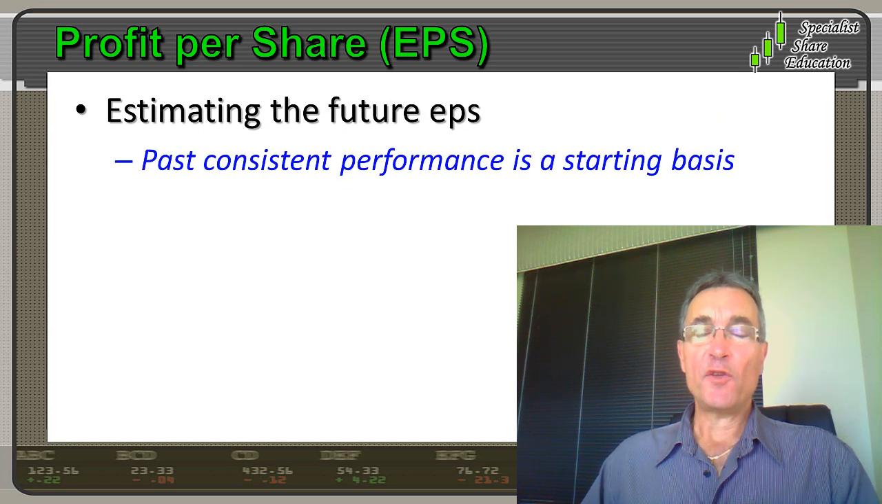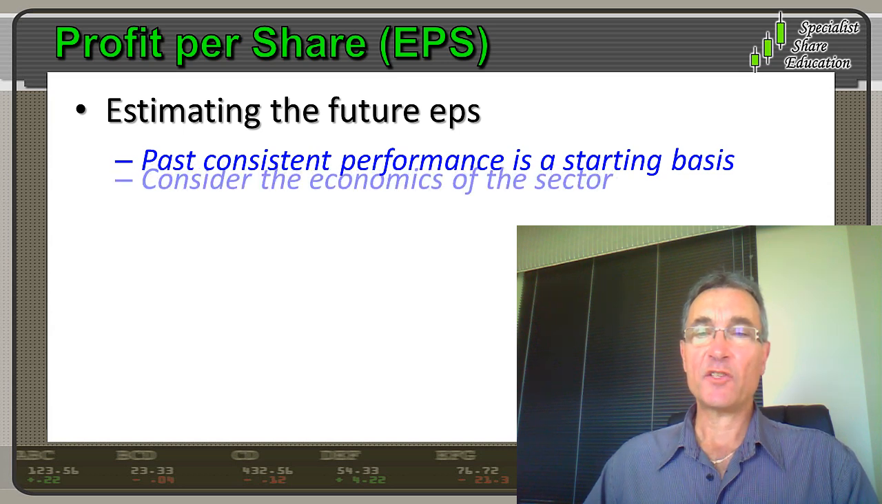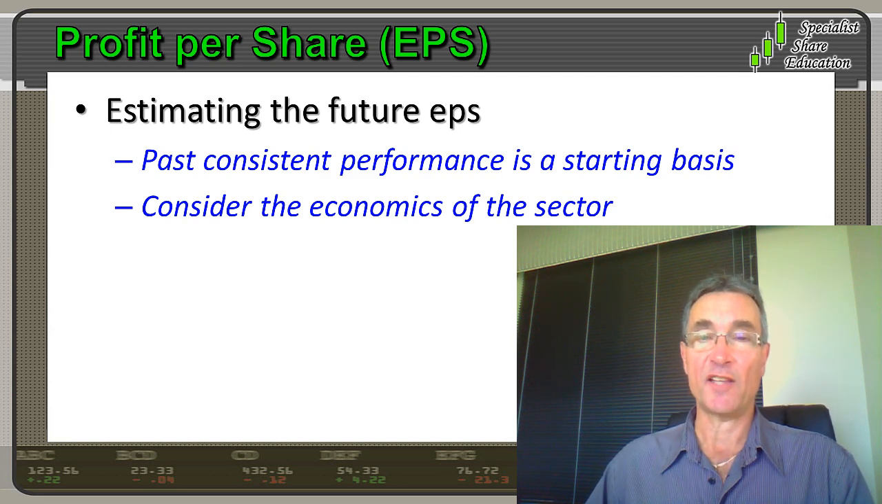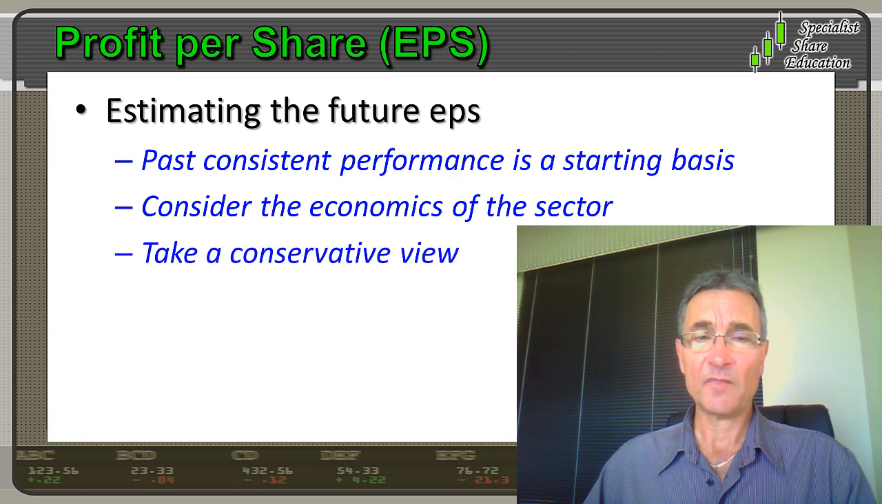Now, estimating the future earnings per share is obviously a key thing. We can look at history and that'll tell us what the company has done, but it's absolutely critical that we look at what the next couple of years is likely to produce. So the past consistent performance is a starting basis, because if the company's been consistent in the past, then there's a pretty good chance that their performance in the future will be predictable. The second thing I need to do is then consider the economics of the sector. And I tend to take a quite conservative view. So if the company's been growing very strongly, then my future earnings forecasts will be considerably lower than that.